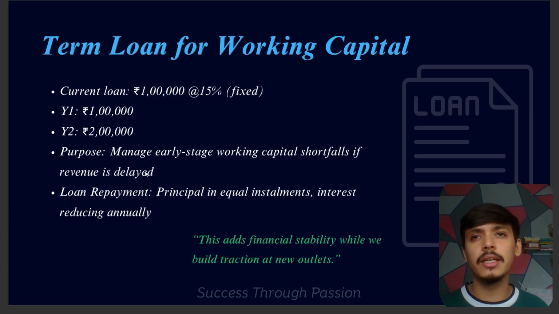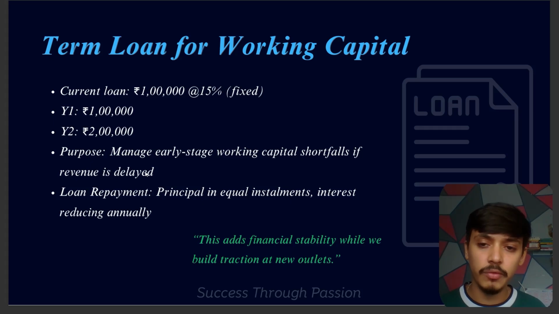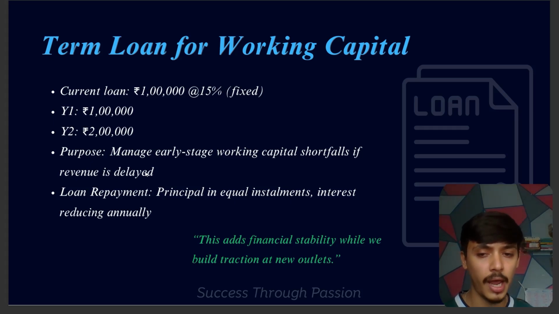Since the interest rate is around 15 to 17% for early stage companies, and the growth rate that these companies have is more than 30-40%, they are happy to pay those interest amounts and manage their entire working capital in case the revenue earned is not as per expectation. The loan repayment is principal in equal installments and interest on a reducing annual basis. Here it is mentioned that interest gets reduced on annual basis and principal is paid in equal installments.